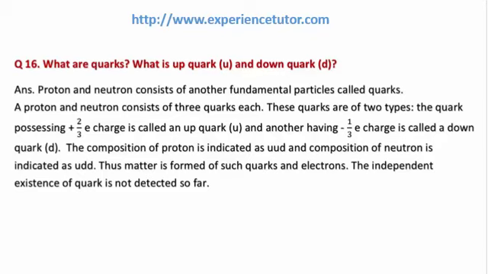The composition of proton is indicated as uud and the composition of neutron is indicated as udd. Thus, matter is formed of such quarks and electrons. The independent existence of quarks is not detected so far.